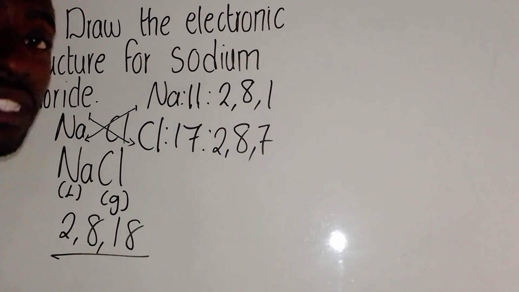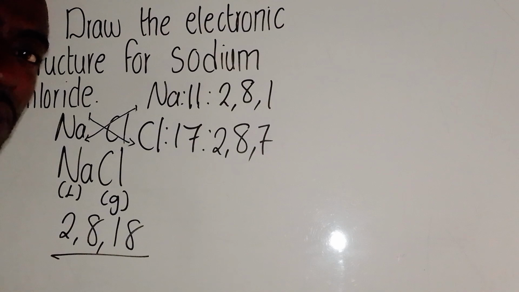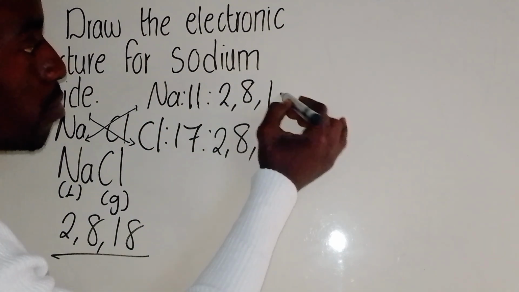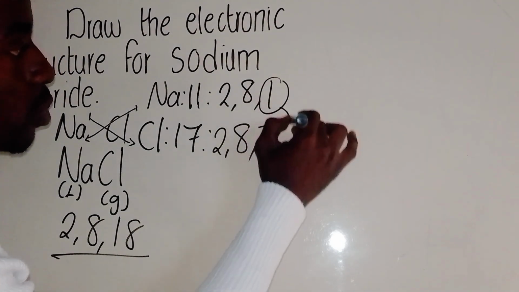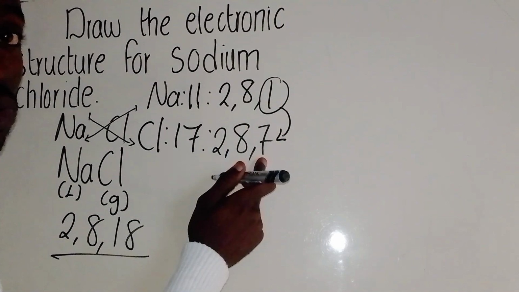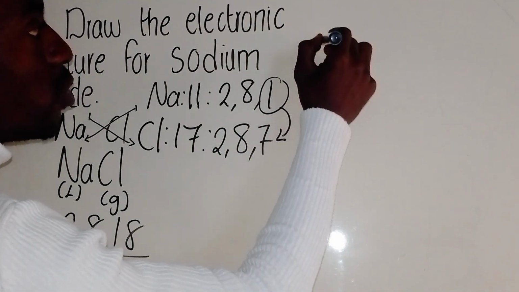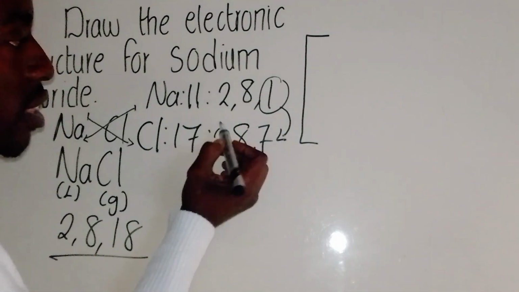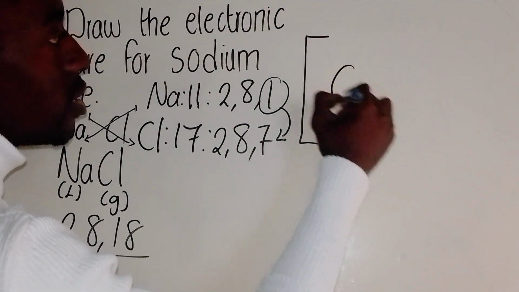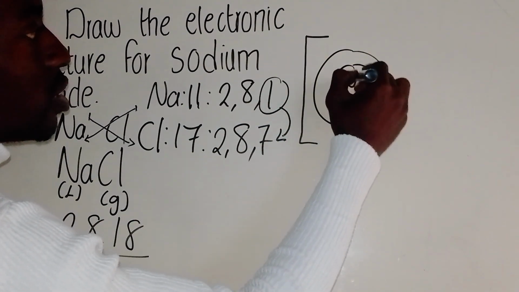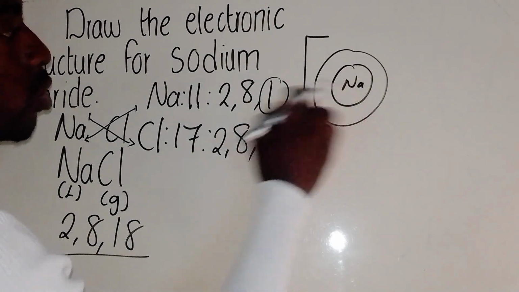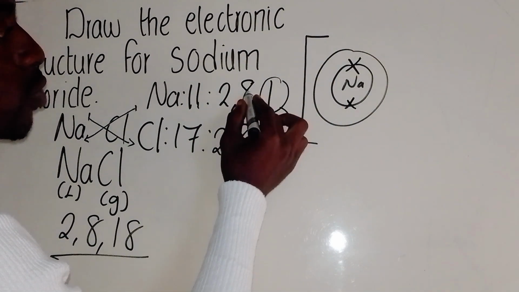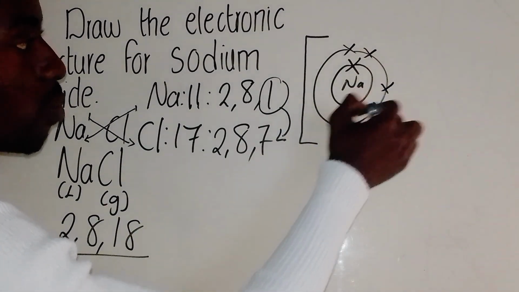The next step now is this. Since we know that metals are supposed to lose electrons, that simply means the last number, 1, is supposed to be given or transferred to chlorine. This simply means that when you draw the electronic structure, you start with the metal. How many shells are there? 1, 2. So you draw like this, 1, 2. This is for sodium, which is a metal. The first shell has 2 electrons, like this. The next shell, you put 8, like this. I hope you are following.